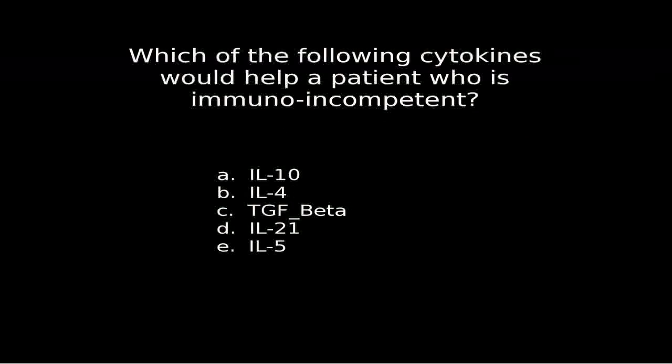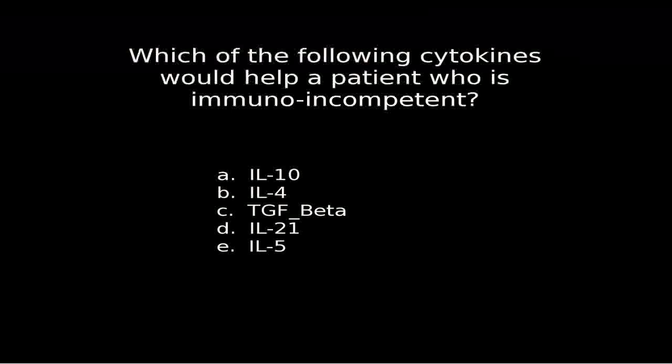Number 5 is, which of the following cytokines would help a patient who is immuno-incompetent? Okay, so you want to increase the immune system because this guy doesn't have enough. So A, IL-10, absolutely not, because that, as we know, suppresses Th1. It's the party pooper cytokine. B, IL-4, no, that's going to push a Th2 response. C, TGF-beta, no, that's also part of the Th2 response. It's not going to help you with immuno-incompetency.